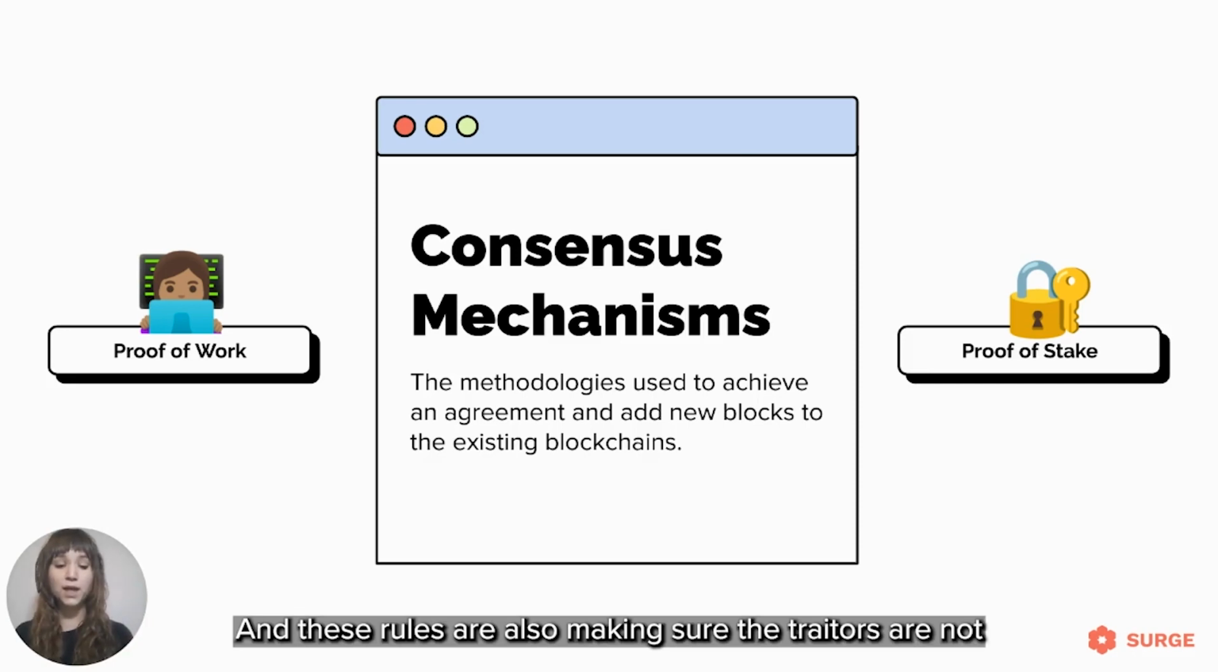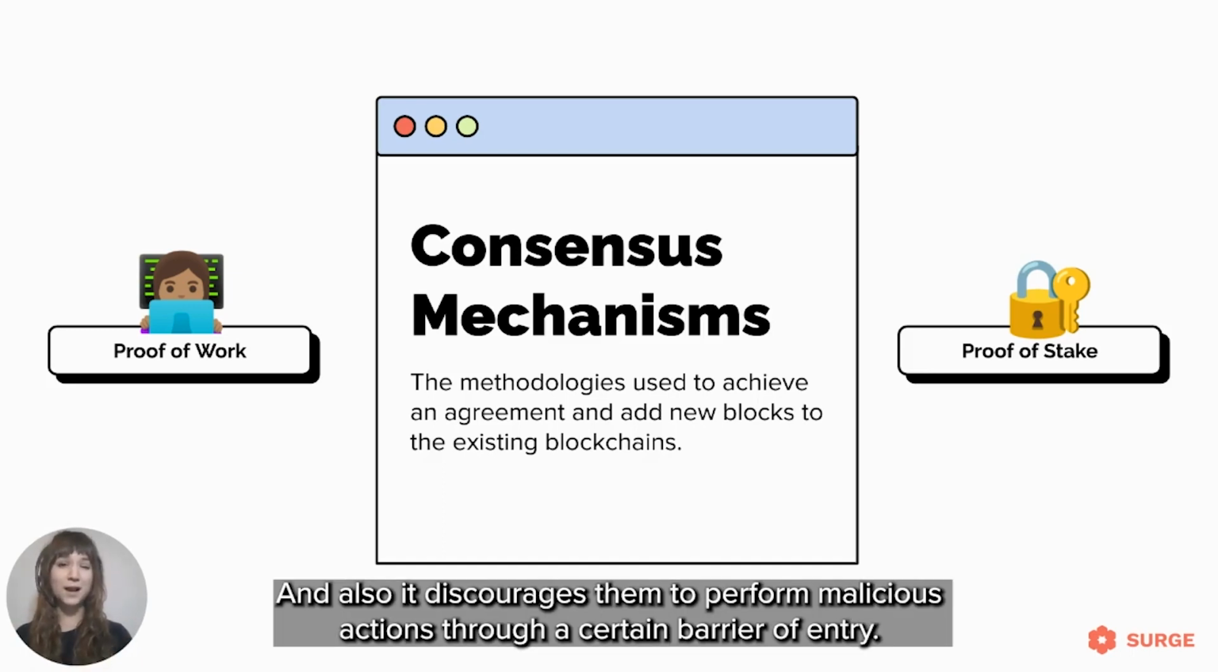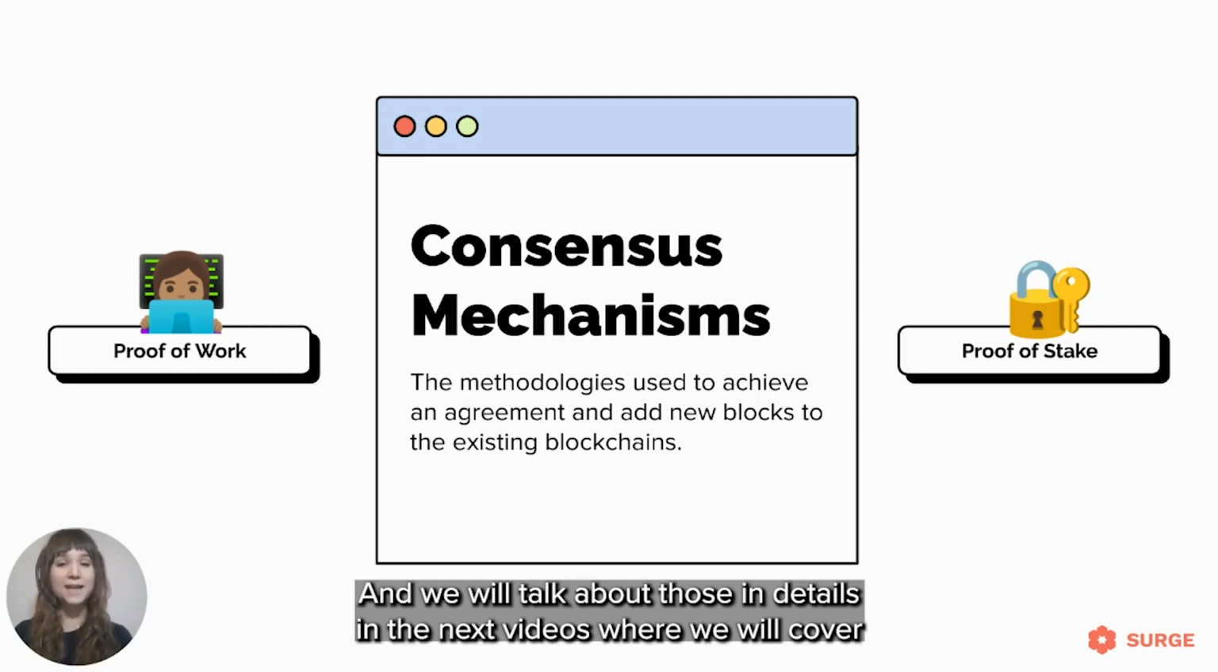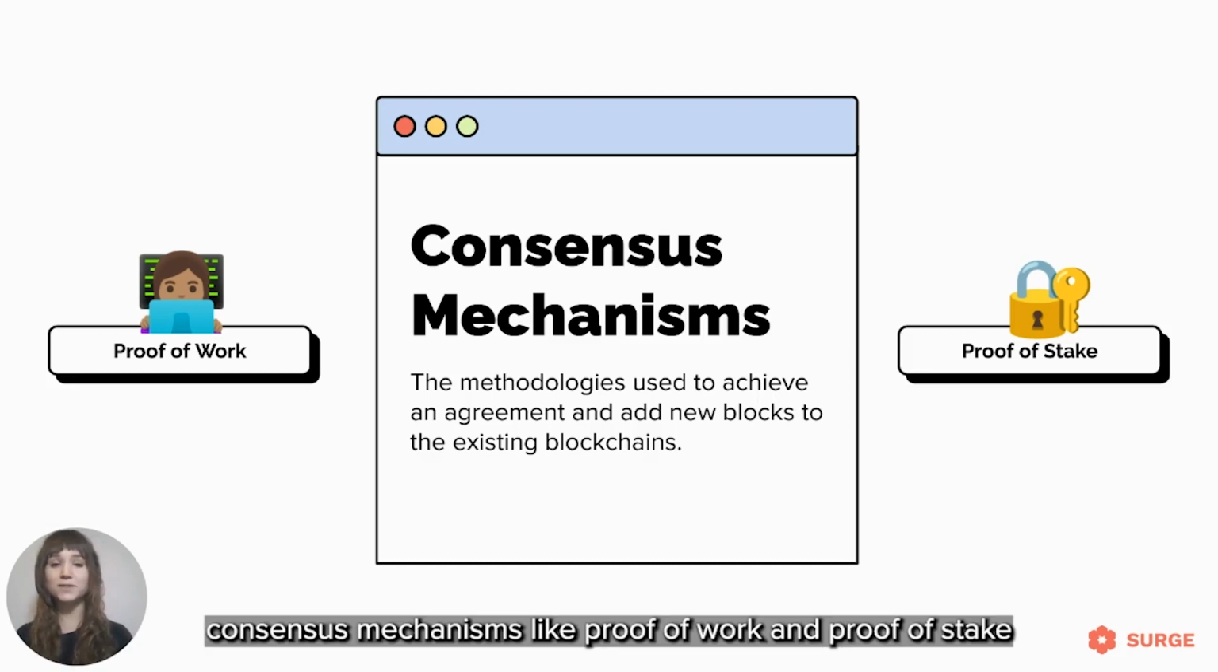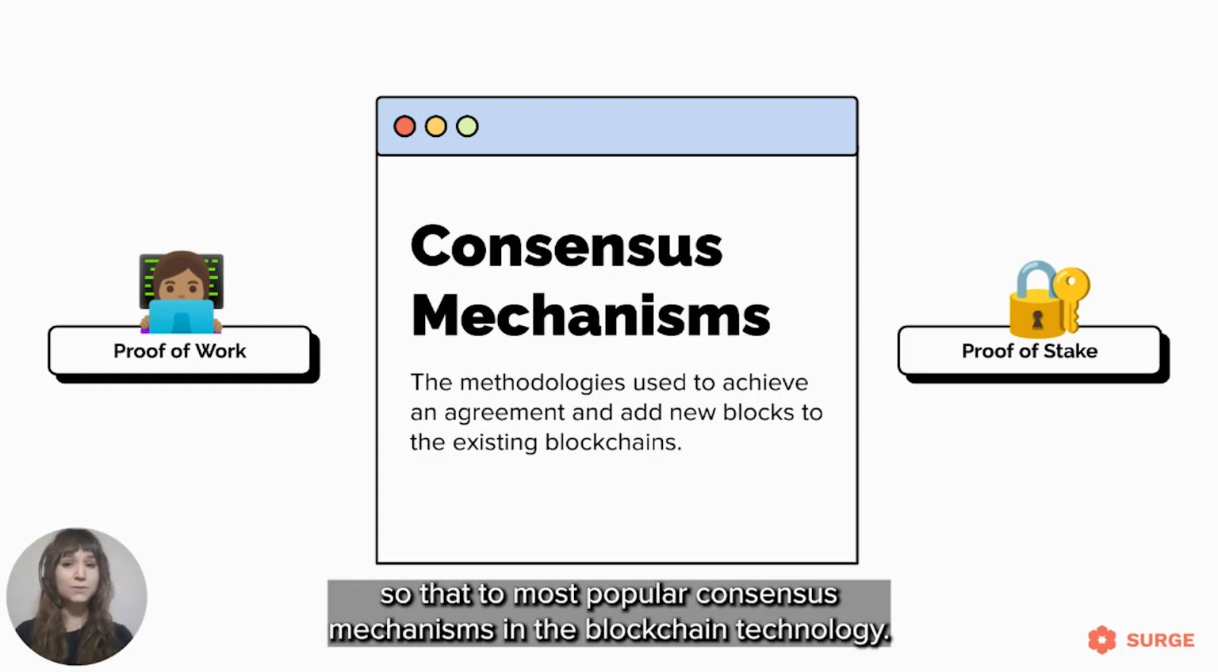And these rules are also making sure that the traitors are not overtaking the decision making, so they are in the minority. And also, it discourages them from performing malicious actions through a certain barrier of entry. And we will talk about those in detail in the next videos, where we will cover consensus mechanisms like proof of work and proof of stake, the 2 most popular consensus mechanisms in blockchain technology.